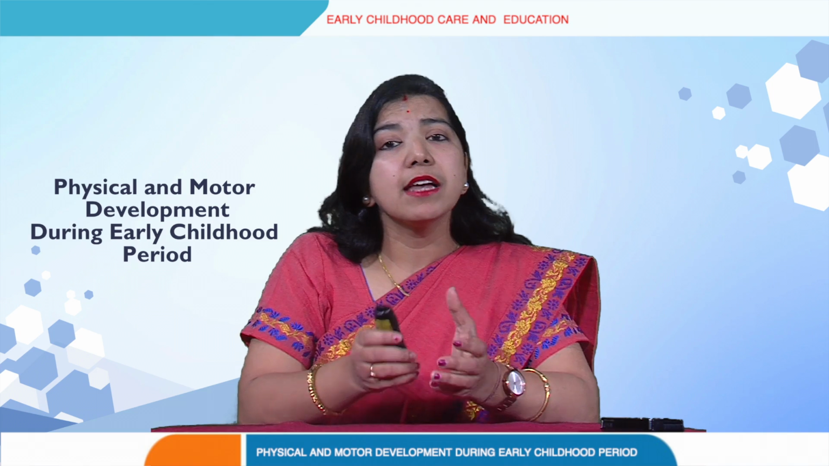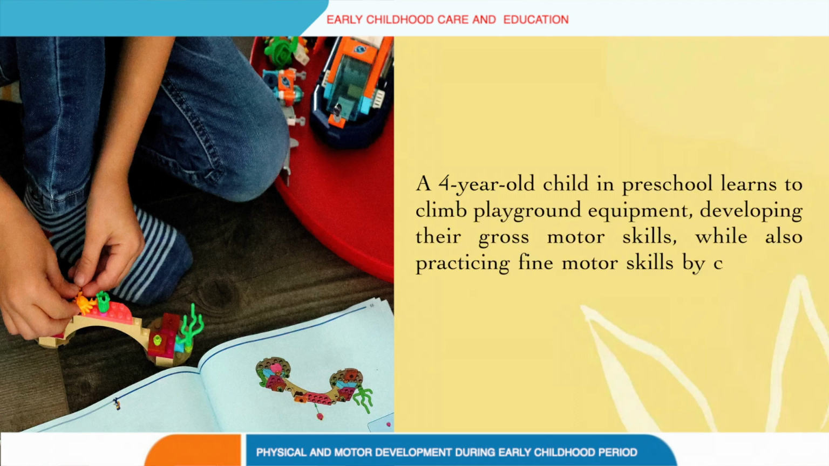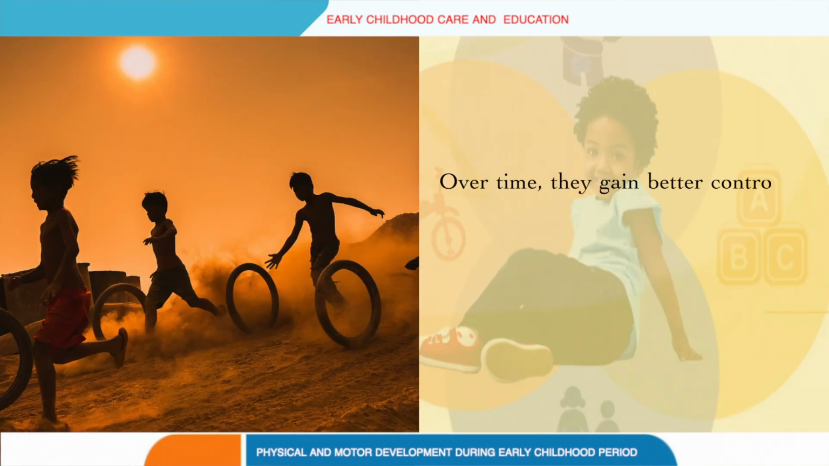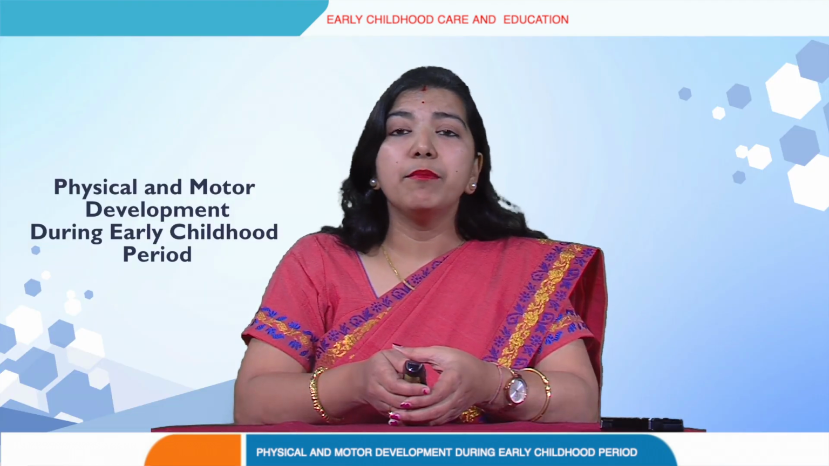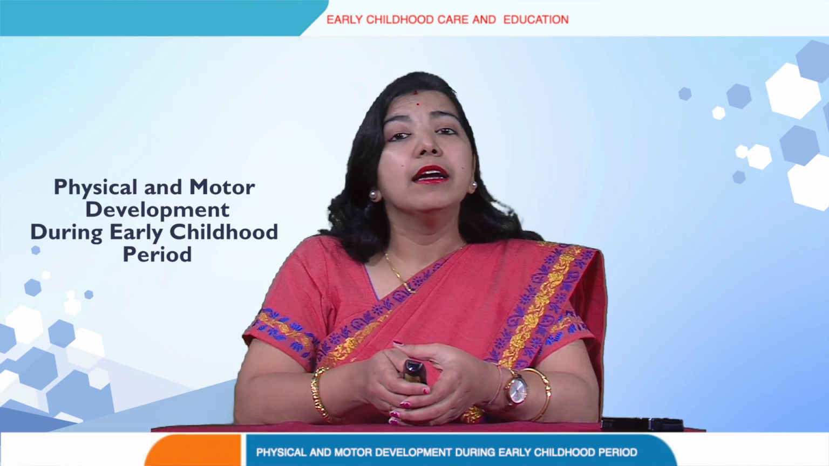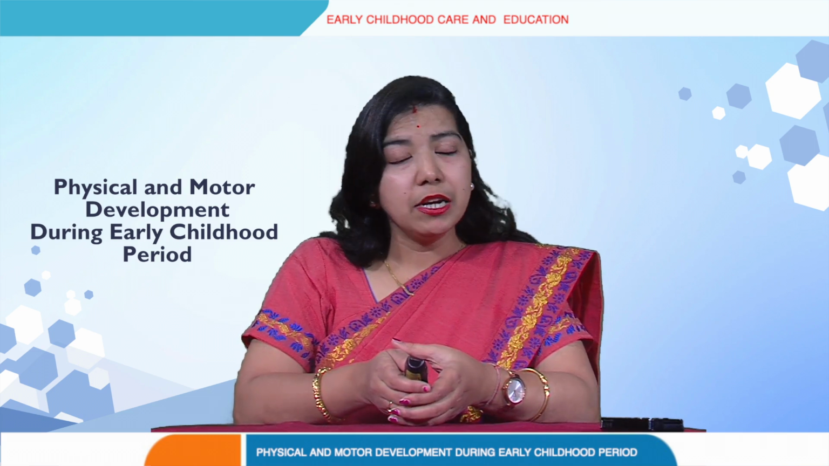So here we will discuss the physical and motor development during the early childhood stage. A 4-year-old child in preschool learns to climb playground equipment, developing their gross motor skills while also practicing fine motor skills by coloring inside the lines of a coloring book. Over time, they gain better control, balance, and precision, which allows them to engage in more complex activities like skipping or tying shoelaces by the age of 6. These milestones showcase the remarkable physical growth and development typical of the early childhood period. So let's discuss physical and motor development among children in detail.